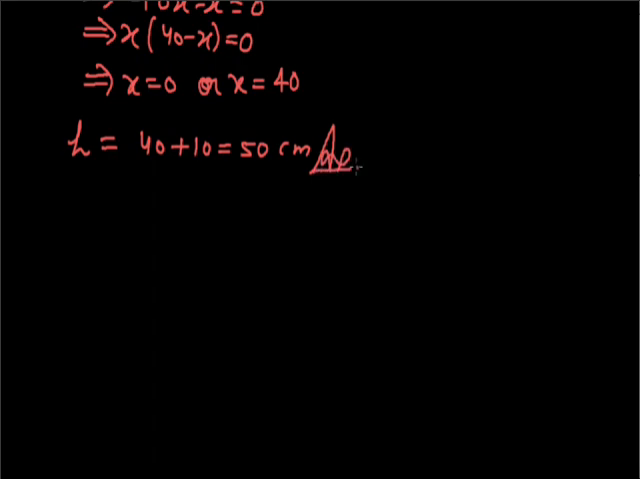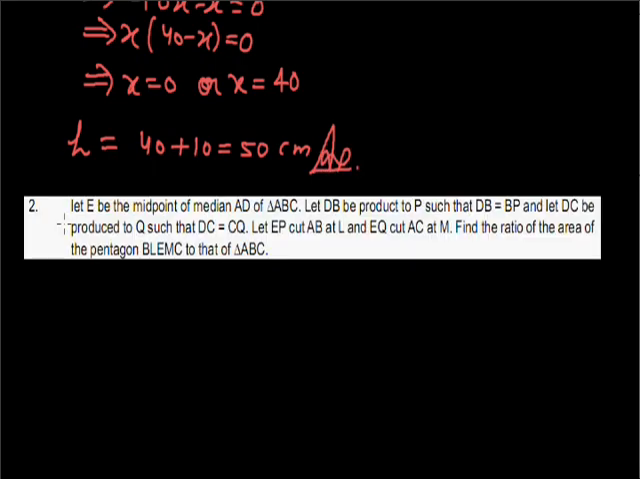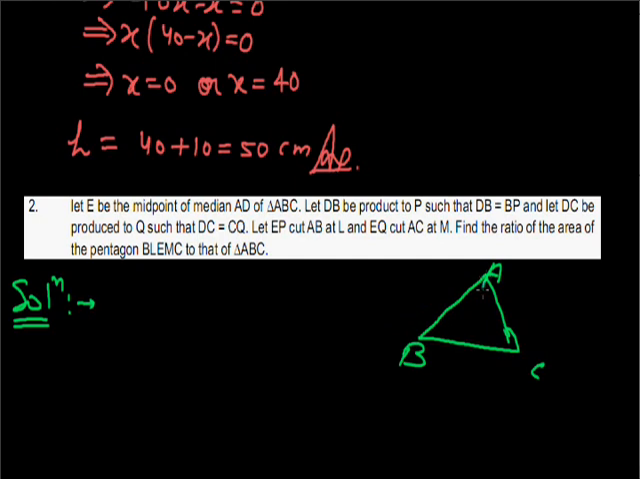Let us move to our next question. The solution of this question can be given by construction. What we have to do is, first of all, draw a diagram for the given question. Let E be the midpoint of median AD of triangle ABC. Let us have a triangle ABC like this, and the median of this triangle as this, and the midpoint of median AD, that is E.